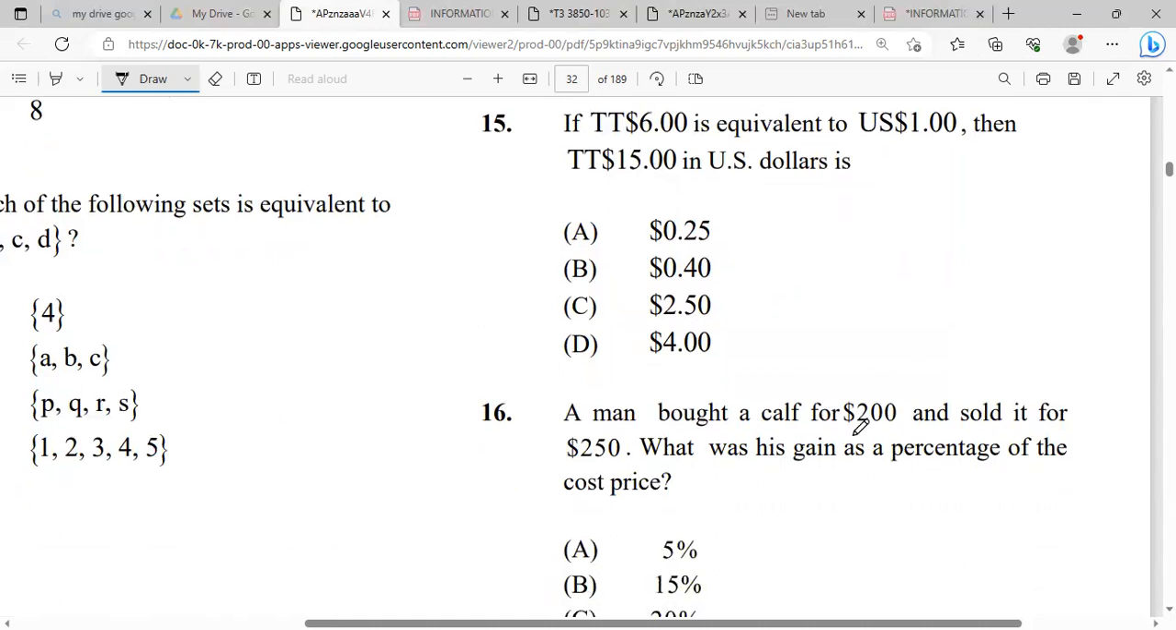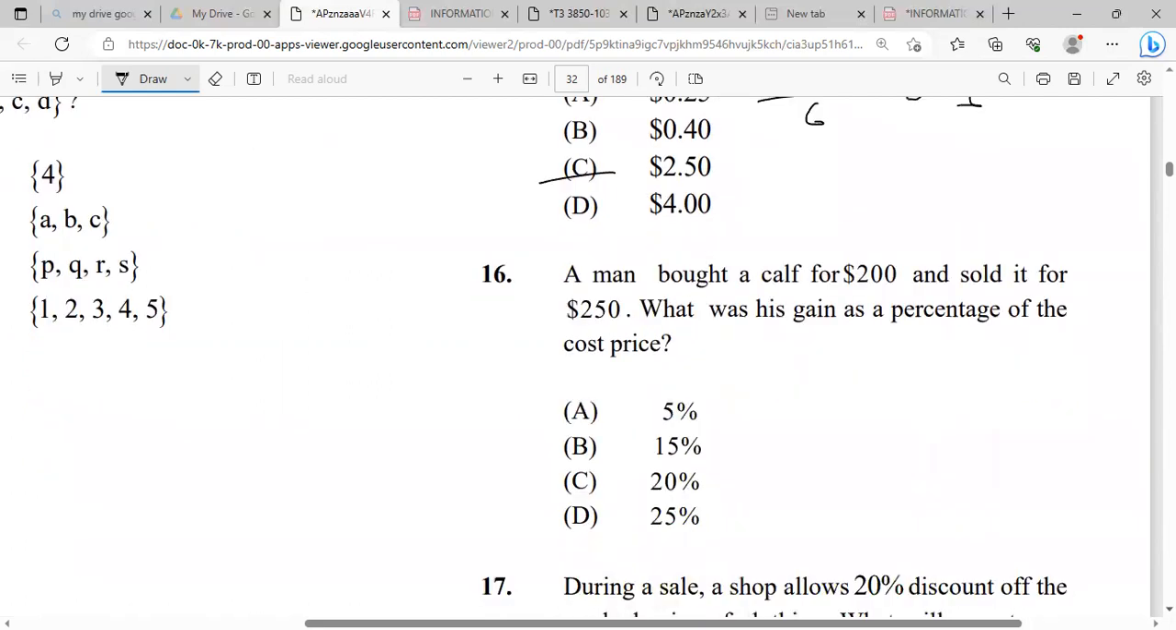All right. If TT $6 is equivalent to US $1, then TT $6 in US dollars, we know, we divide by 6. So that goes 2 times 2, 6 is 12, and then 3 over 6, which is the same as $2.50.